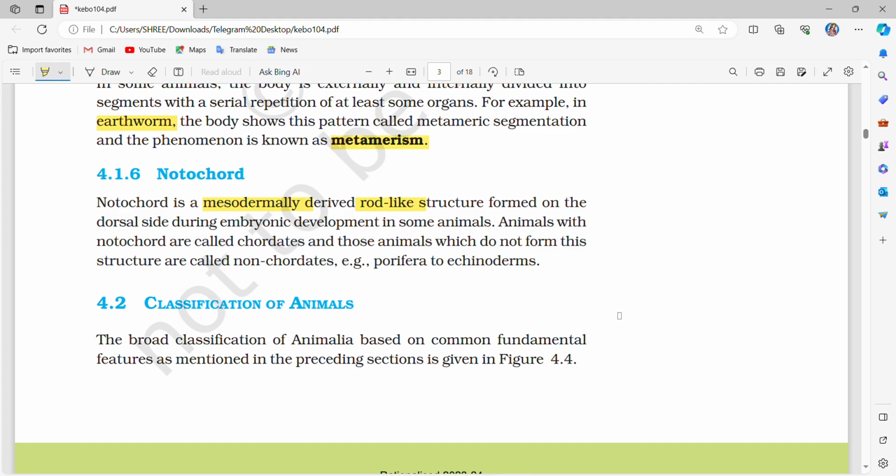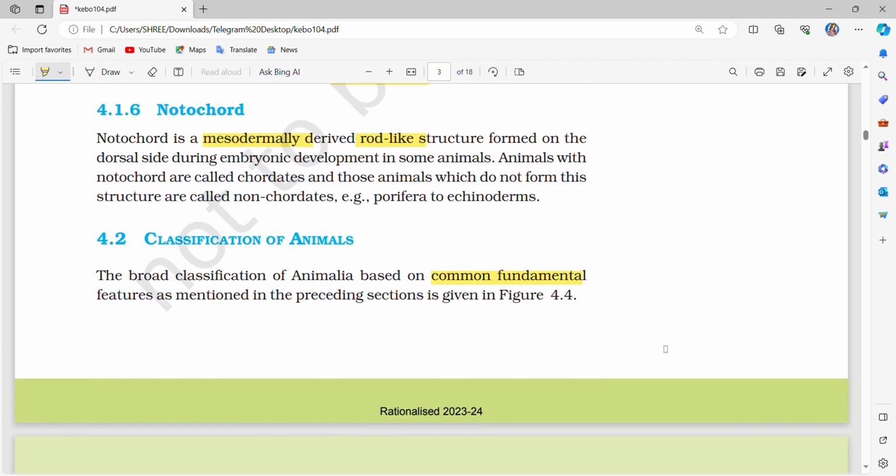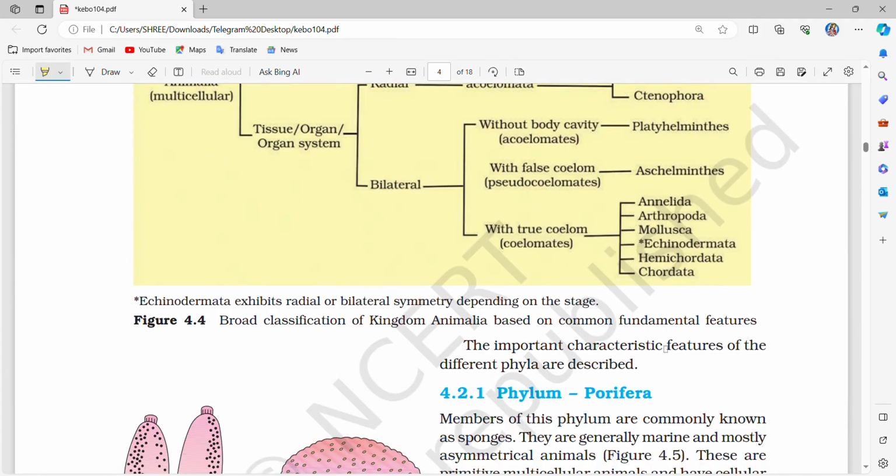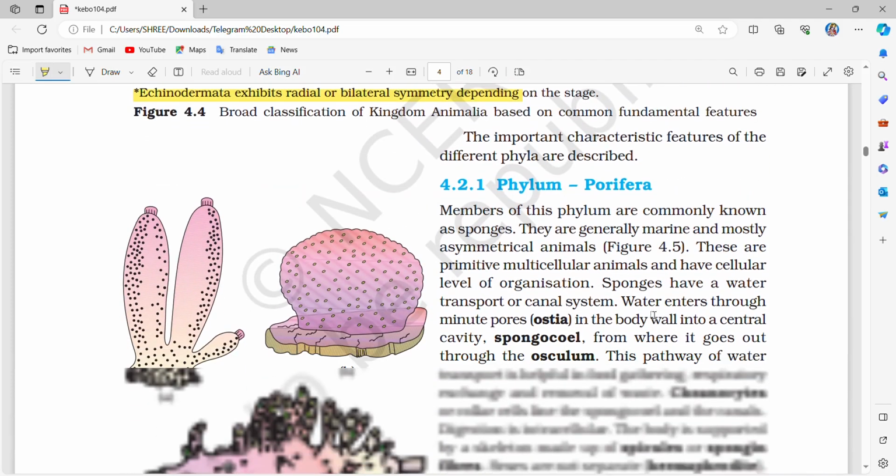4.2 Classification of animals. The broad classification of Animalia based on common fundamental features as mentioned in the preceding sections is given in Figure 4.4. Echinodermata exhibits radial or bilateral symmetry depending on the stage. The important characteristic features of the different phyla are described.